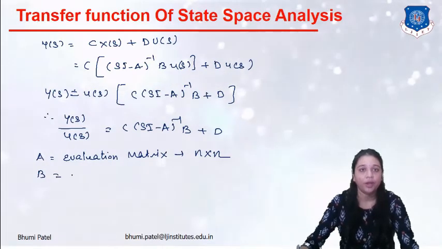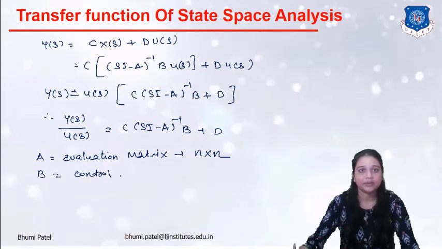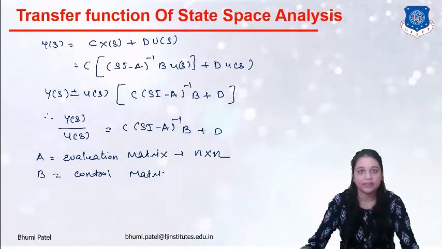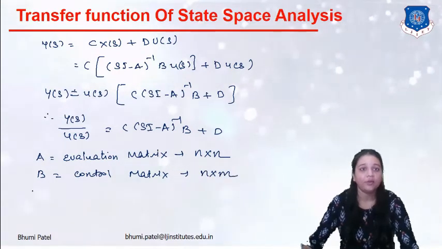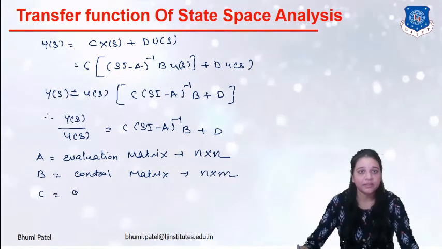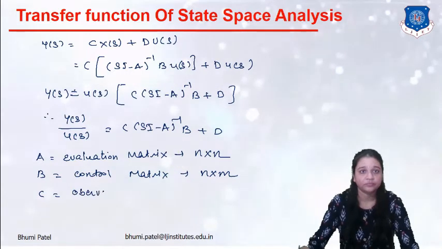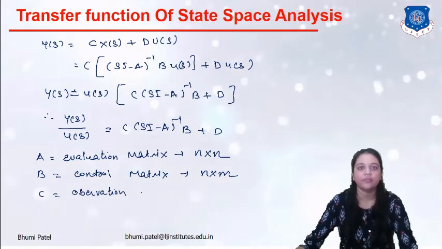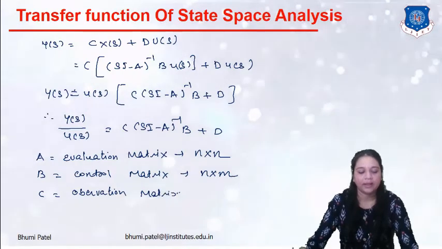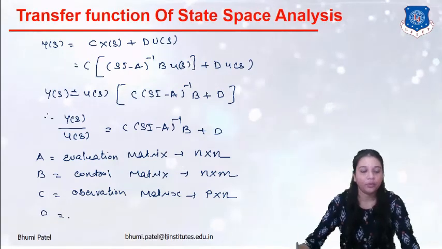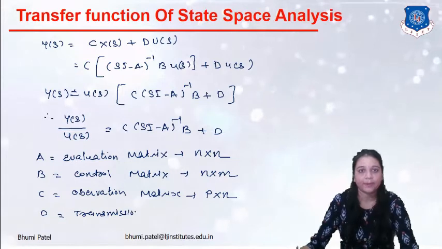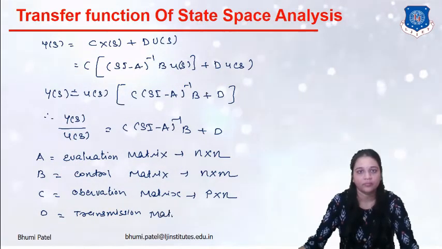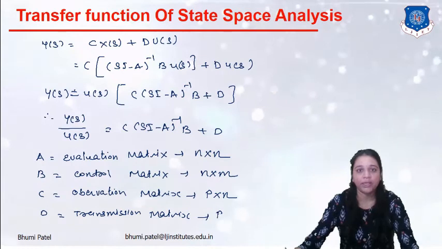B is equal to the control matrix, and this matrix is n cross m. C is equal to the observation matrix, and it is P cross N, and D is equal to the transmission matrix, and it is P cross N.